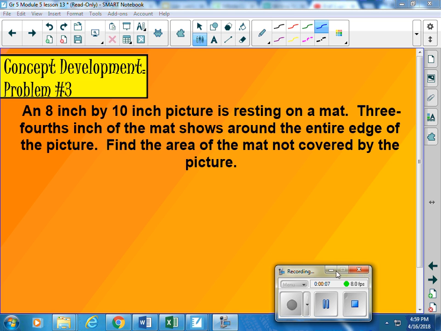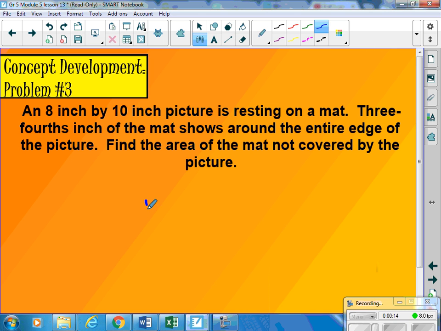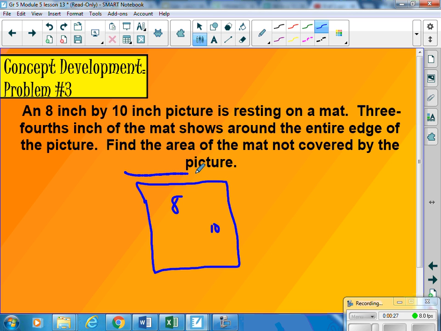I will rework number 3 here. I did some math wrong. I wasn't thinking correctly, and so we're going to start this over. Okay, so we're looking at a picture, which is 8 by 10. And on the edge of this picture is a little bit of a mat. This mat is 3/4 on every side. So earlier what I did was I just wrote 3/4 on each side.